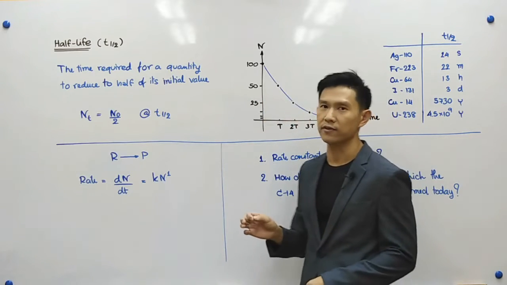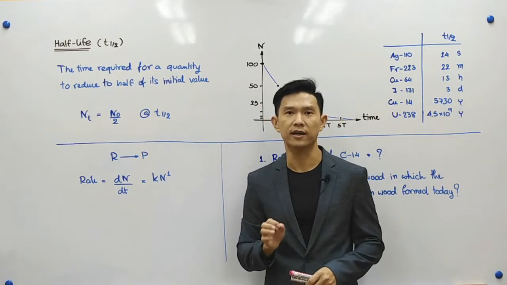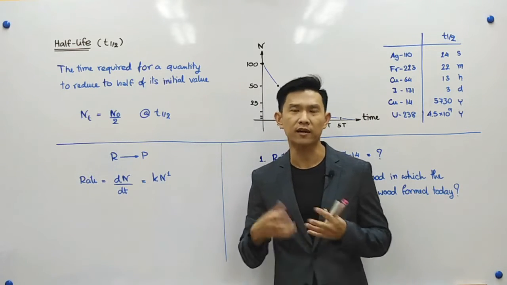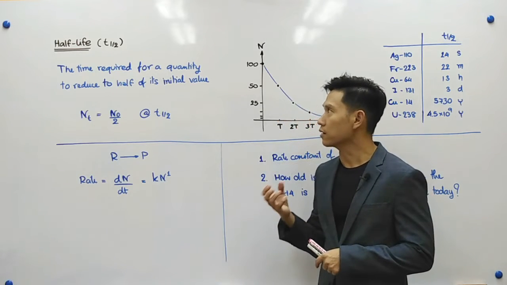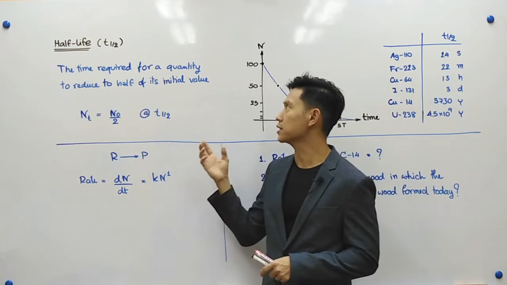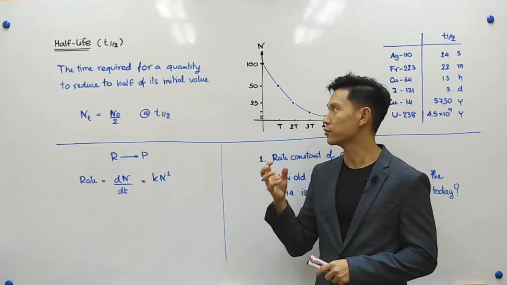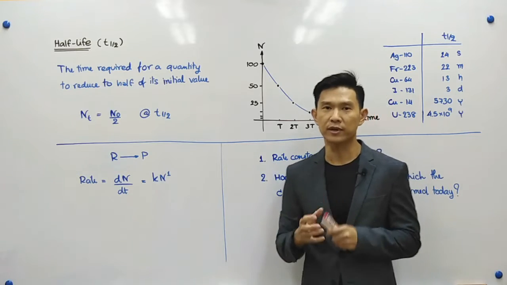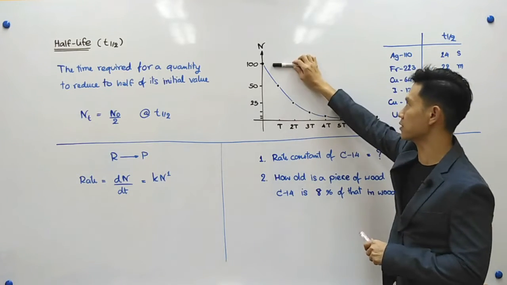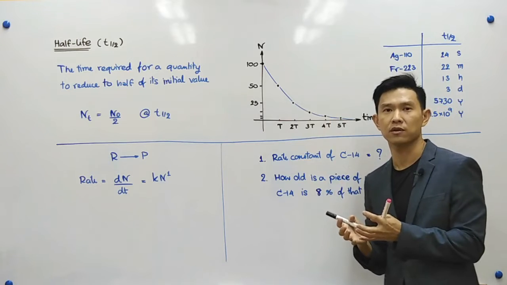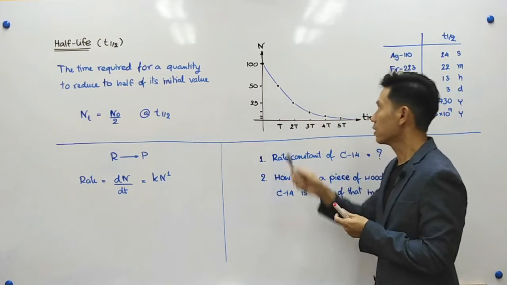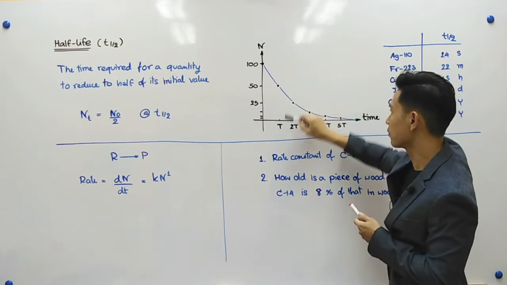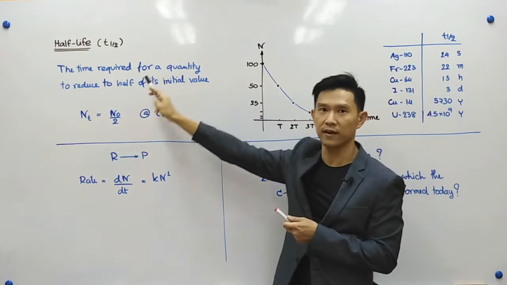Actually, half-life can be used with any kind of chemical reaction, or any kind of thing. The meaning of half-life is the time required for a quantity to reduce to half of its initial value or initial state. So for example, if we're starting from 100% or 100 grams of your unstable isotope, after it reduces to 50 grams, this time required is called the half-life.